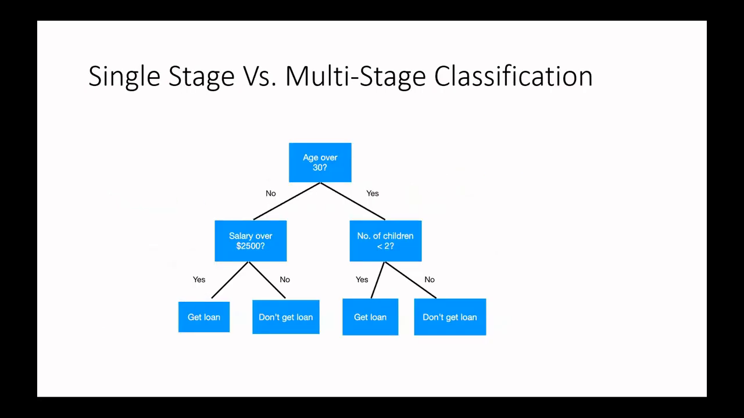This is an example of a multi-stage classification process. You are going through a series of simpler decisions to arrive at a final decision.